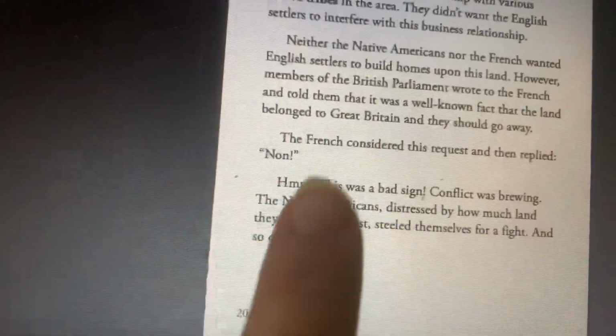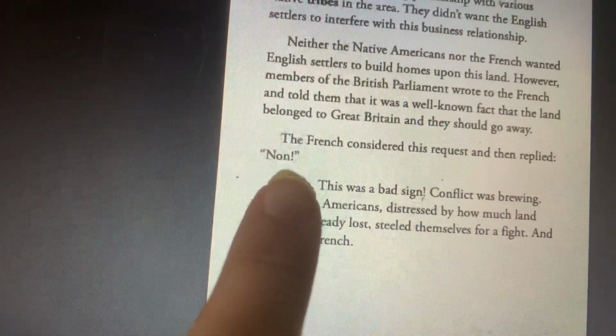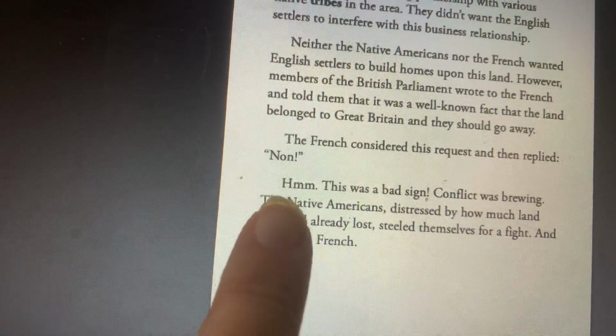Now remember, if you look back up here, boys and girls, "non" was the French way to say no.